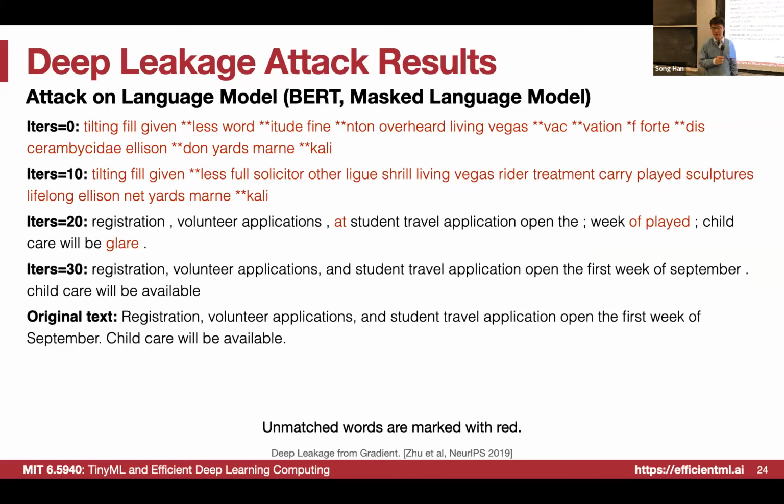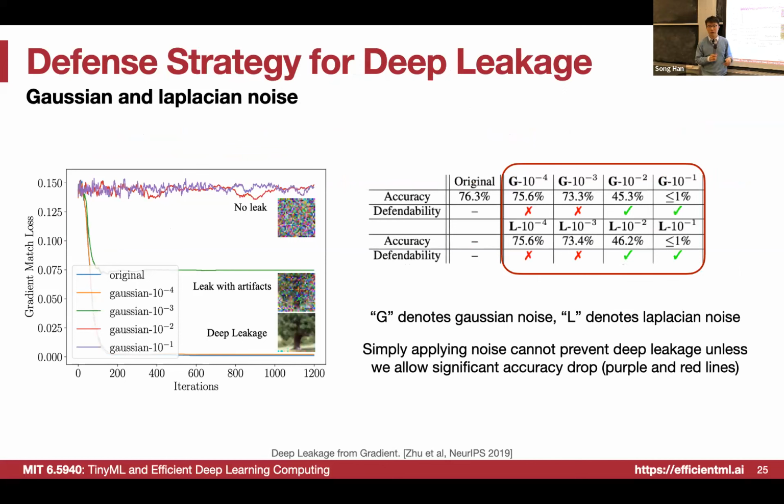After 20 iterations, it's somehow getting correct, like "registration, volunteer application at student level, travel application open the week of played." It still contains some errors. But after 30 iterations, it's going to say "iteration, volunteer application, and still travel applications open the first week of September." It's already pretty close to the original text. So here we can attack not only images, but also language.